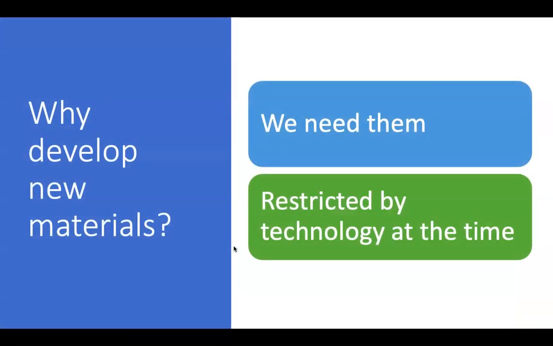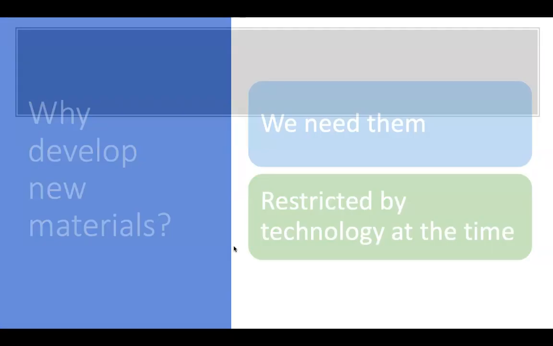So the question is, why develop new materials? Why do we do it at all? The answer is really because we need them. We need new materials all the time. We need to improve what we have and keep evolving in how we use things and what we use them for. Now, the development of new materials can be restricted by the technology at the time.